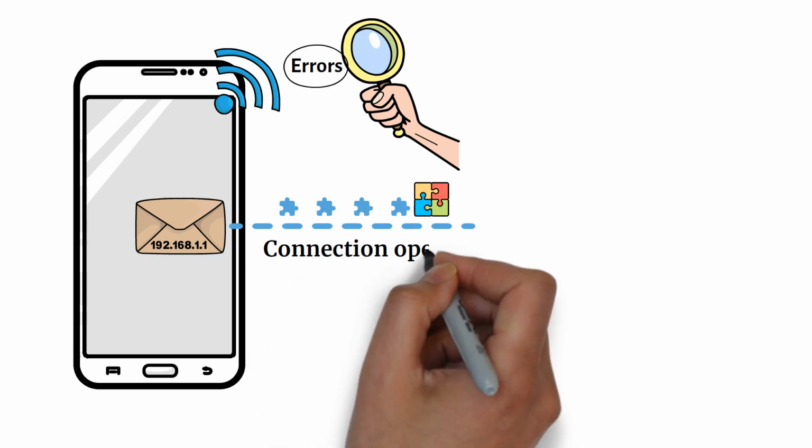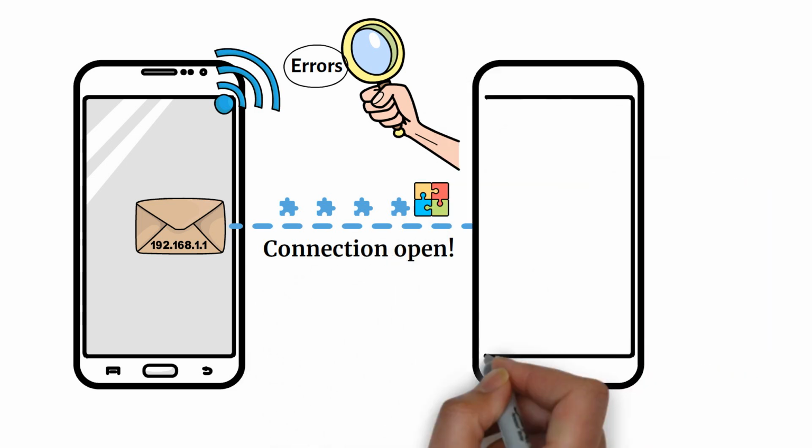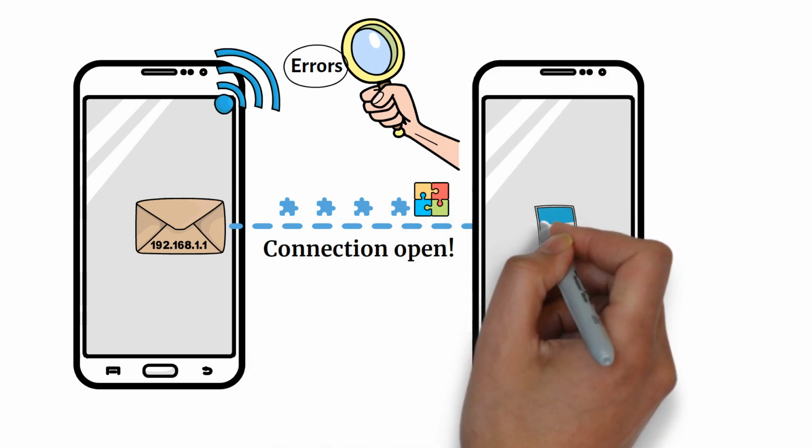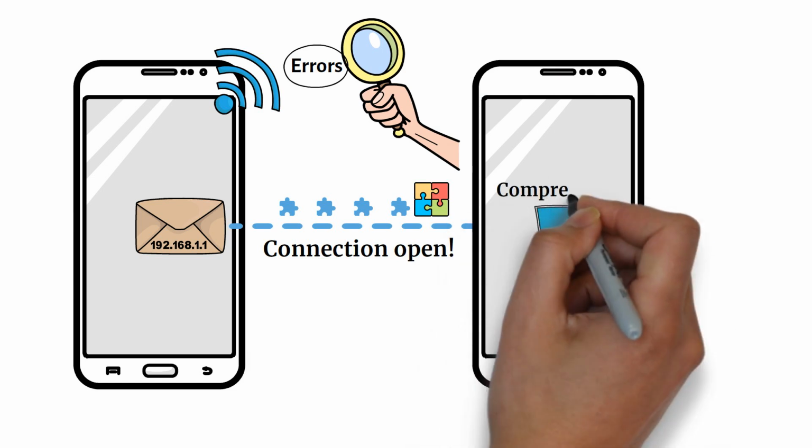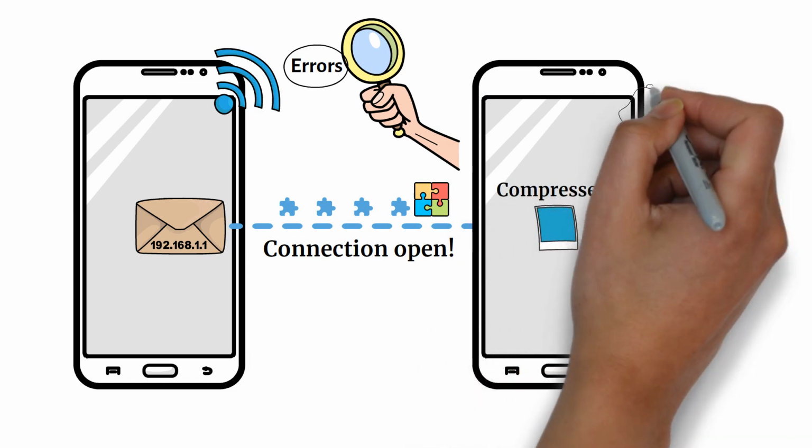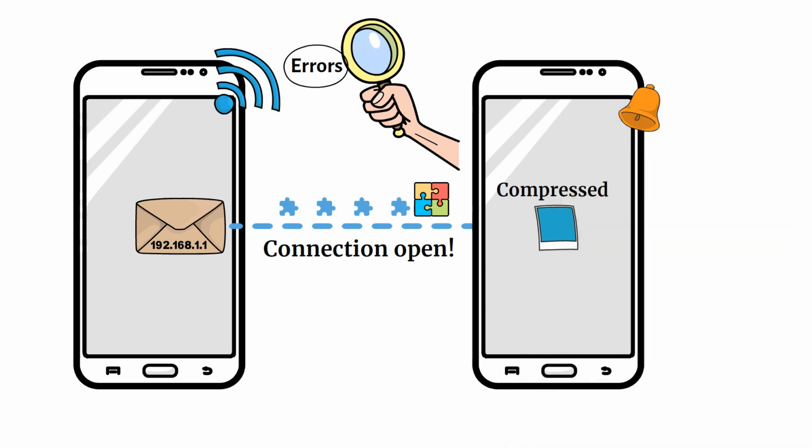The session layer keeps the connection open while the photo is sent. The presentation layer compresses the photo for quicker delivery and ensures it's safe. Finally, at the application layer, your friend receives and opens the photo in their messaging app.